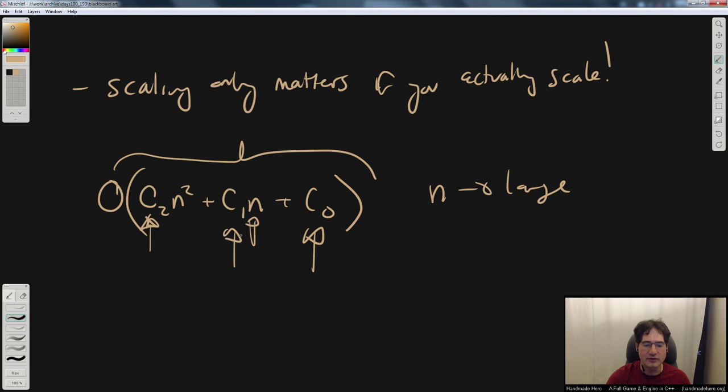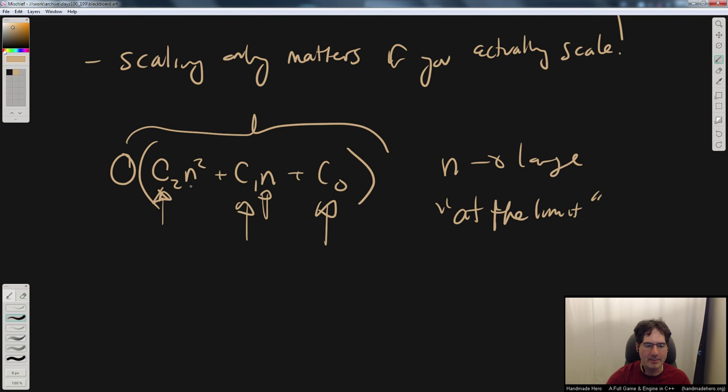and the C2 part was very, very small, so that at the beginning, the n squared term, even though it's a larger term, was getting multiplied by a very small coefficient, eventually n squared is so big that no matter how tiny this is, it doesn't matter. So when we talk about order notation, we're talking about what happens at the limit as we scale this thing. And that's why we care about what this highest exponent is. That's why we say n squared.